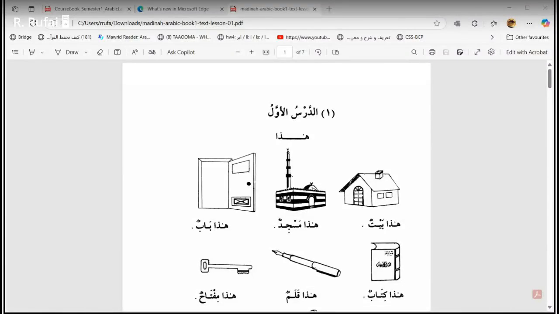Okay. Bismillah ar-Rahman ar-Rahim. So in this lesson, we're going to look at Ism al-Ishara, which means demonstrative pronoun. We'll also look at nouns, and then we'll look at nominal sentences. A nominal sentence is jumla ismiya in Arabic. A jumla ismiya is a sentence that starts with a noun or with an ism.